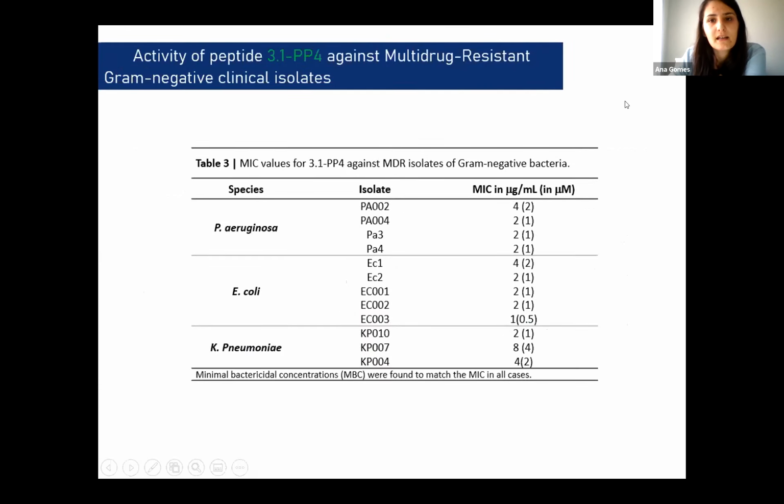So we tested against gram-negative clinical isolates, multi-drug resistant ones, against Pseudomonas, E. coli, and Klebsiella pneumoniae. And as you can see, the MICs were really low, between 1 and 4 micromolar, more or less. And the minimum bactericidal concentrations were found to match the MIC values in all the cases, indicating the bactericidal effect of these peptides against multi-drug resistant isolates.